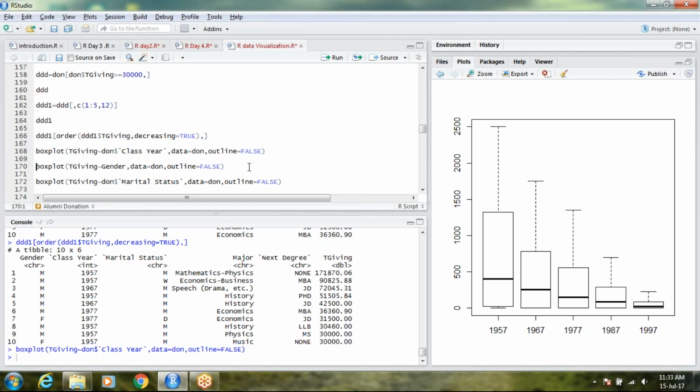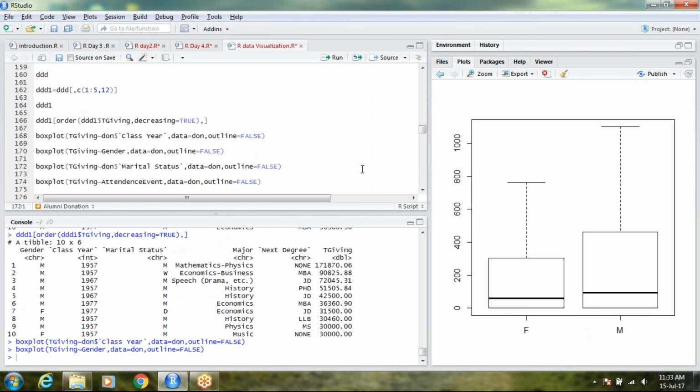Let's see if gender makes any impact on donation. Male is expected to donate a bit more on average. Male is expected to donate a bit more compared to female.